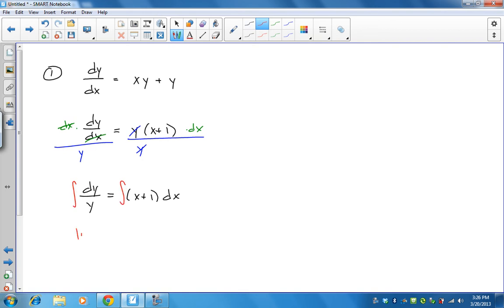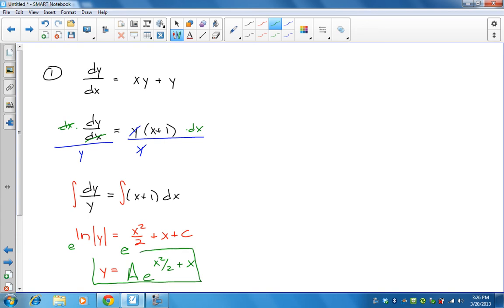The left side is going to be the natural log of y. The right side is x squared over 2 plus x plus c, and then when you solve that for y, it's e to all of that stuff. So e to the ln y is y. E to all that stuff, I bring that c all the way down front and change it to an a: y equals a times e to the x squared over 2 plus x. And there is your solution to the differential equation. I didn't give you an initial condition, so we can't solve for a, but that is how we would separate and solve this one.